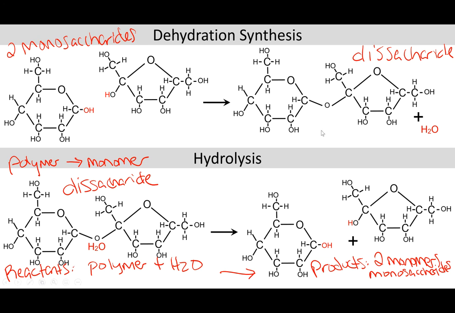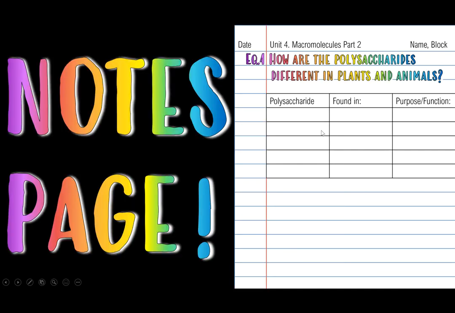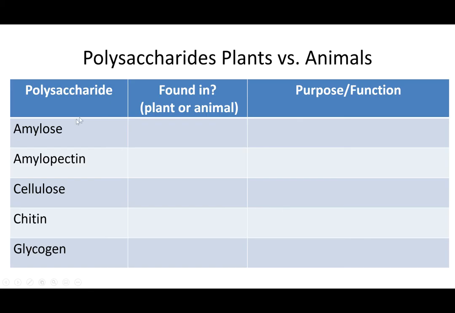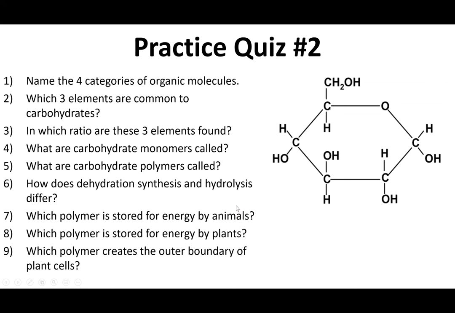Okay. So, essential question number 4. How are the polysaccharides different in plants and animals? Well, we've kind of already talked about this like 3 different times. So on your paper, go ahead and make this table. Right? It's the same table as right here. And you're smart enough to fill this out yourself. Okay? So you need to tell me whether it was found in plants or animals, right? And what's its purpose and function. Alrighty? Remember, these are polysaccharides. And then when you're done with that, you can answer the questions.